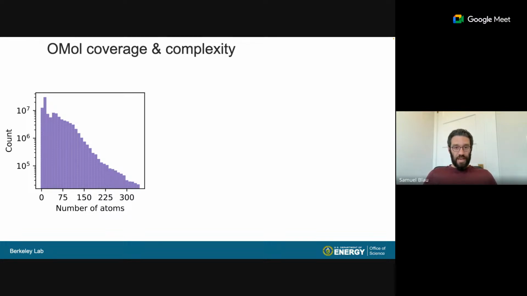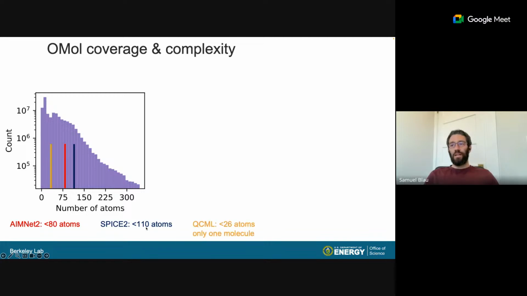And remember that DFT scales as the number of electrons cubed. So these were very expensive to run, these larger snapshots, but that's also central to being able to describe complex chemistry. For comparison, AIMnet2 had up to 80 atoms, SPICE2 had up to 110 atoms, and QCML, that I mentioned before, which really expanded the elemental space, had only up to 26 atoms, only a single molecule. And that's like a really huge drawback.